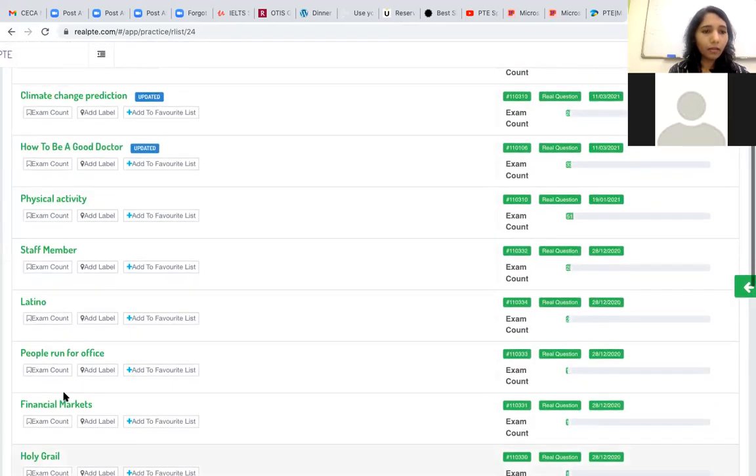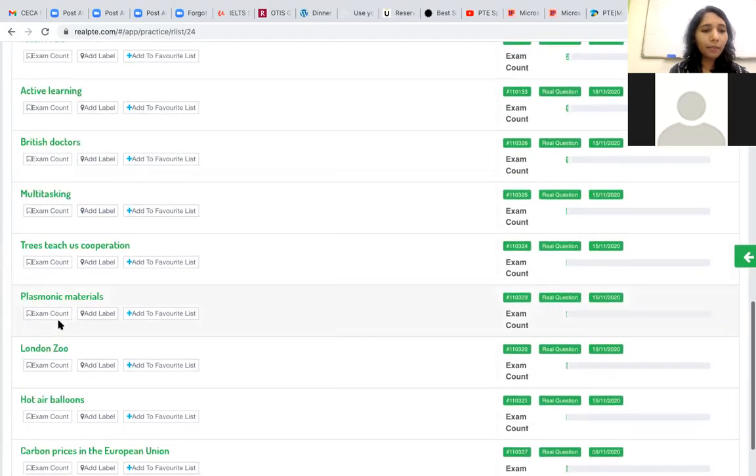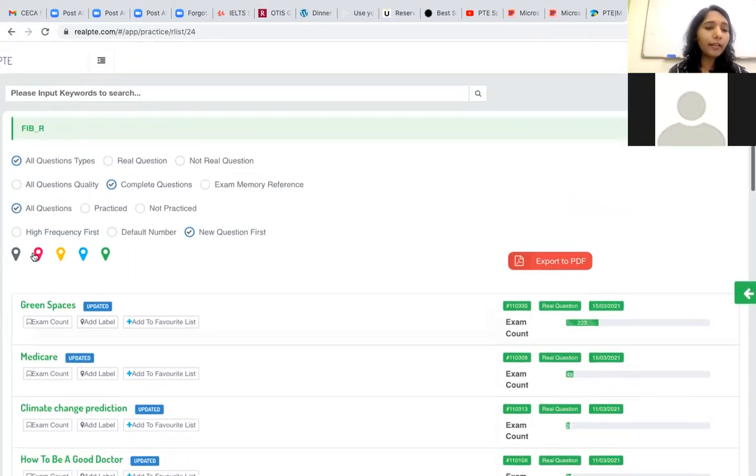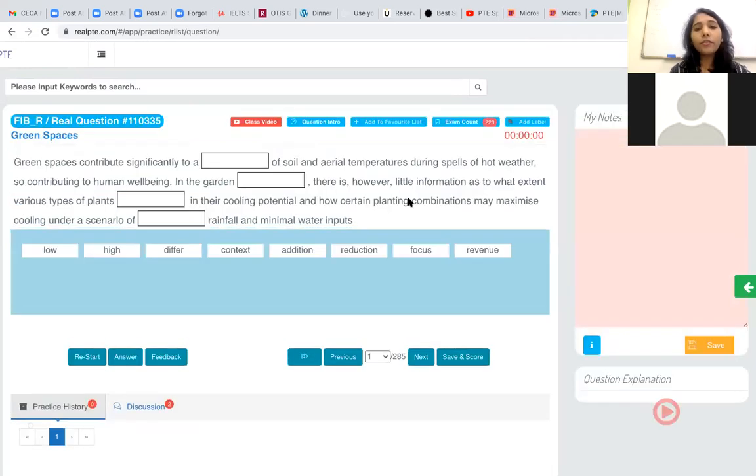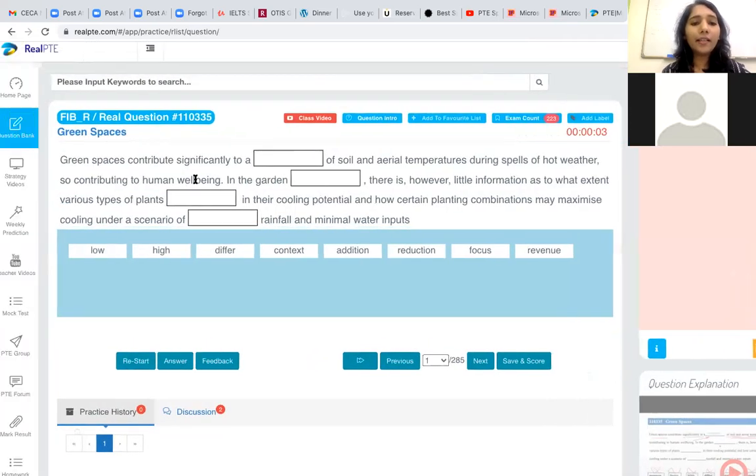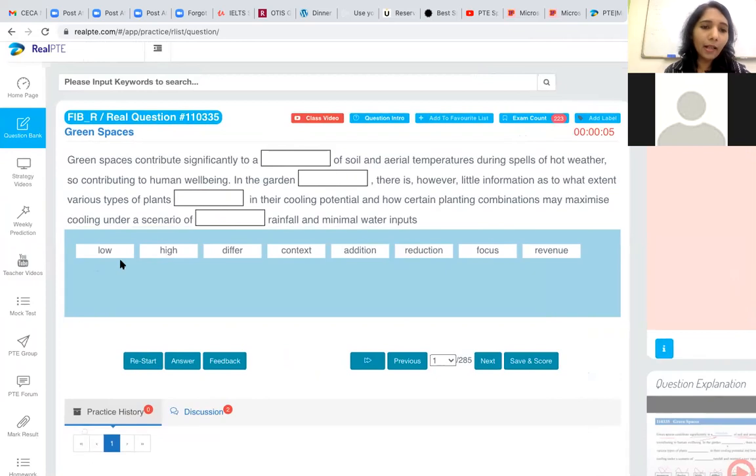So for example, let me just explain this. If you're looking at this, you see that there are four blanks here, but there are 1, 2, 3, 4, 5, 6, 7, 8 options. So like I told you, the number of options is double the number of blanks. To keep your focus, I suggest that you read this loudly. Green spaces contribute to a dash of soil and aerial temperatures during spells of hot weather.